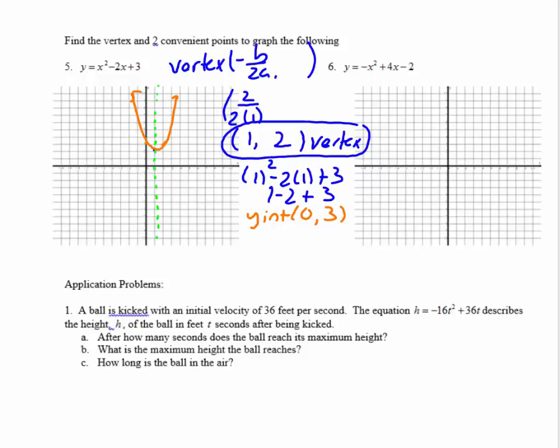So I'm going to give you the answer to number 6, and you can try that one on your own. If you try number 6, you should get a vertex of (2, 2). So we'll plot (2, 2). We have a line of symmetry going through my vertex. One convenient point would be the y-intercept, and the y-intercept is negative 2. So I'll put a dot at negative 2. I'm 2 units away, so I go 2 units to the other side. I do know it opens down. So there's the graph of my parabola.